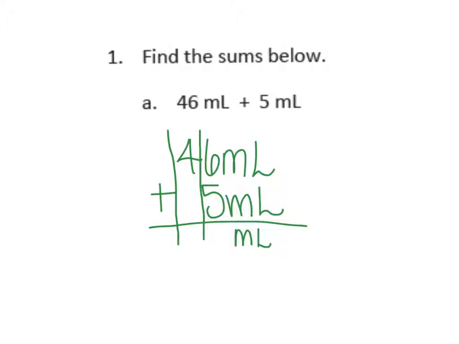6 plus 5 is equal to 11. I'm going to write the 1 and carry the 1 at the top. 1 plus 4 is equal to 5. So my answer is 51 milliliters.